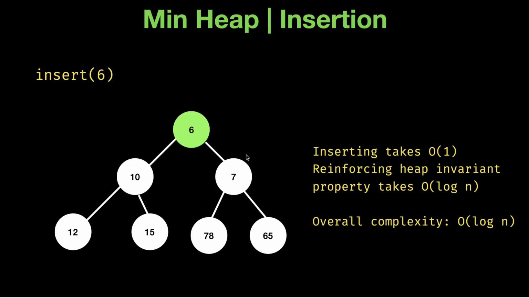and we can clearly see that inserting at the last position was constant time, O of 1, because you can instantly do it. But to reinforce the heap invariant property, you would have to gradually swap with the parent and come up to the root in the worst case. So the overall complexity will be O of log n.